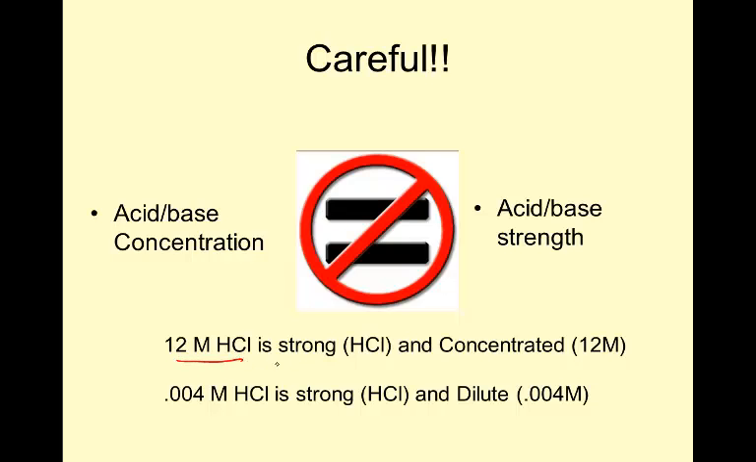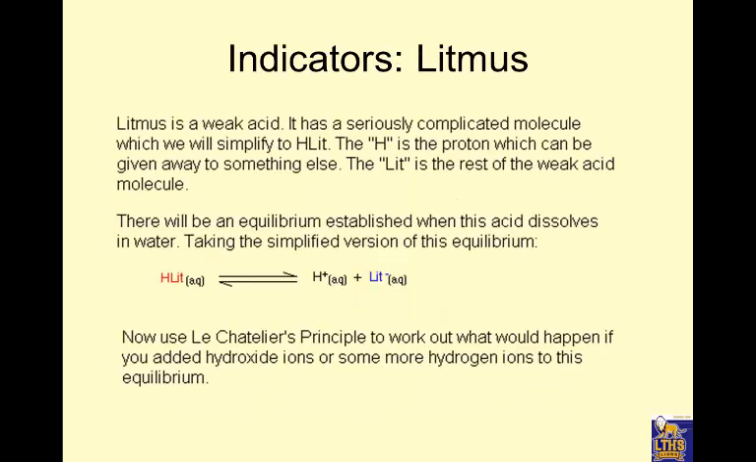12 molar HCl is strong because HCl dissociates completely. And it's concentrated because 12 molar is a high concentration. 0.004 molar HCl is strong, which means it's a strong acid because it ionizes completely. But it's dilute because it doesn't have a lot of concentration. Okay, indicators are things we use to tell the pH of an acid or a base. Litmus is really a weak acid.